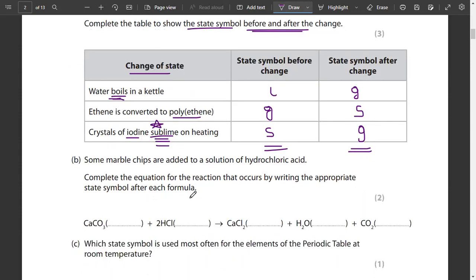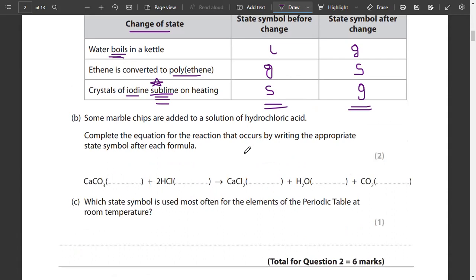Some marble chips are added to a solution of hydrochloric acid. Complete the equation for the reaction that occurs by writing the appropriate state symbol after each formula. So the calcium carbonate होती है, that is always in solid. Hydrochloric acid है, acids are always in aqueous form. फिर आपके पास calcium chloride solution है कि this is another solution जो कि aqueous form में होगा. Water आपके पास liquid होगा और carbon dioxide we already know would be a gas. तो ये आपके पास state symbols होंगे that you would be writing accordingly.